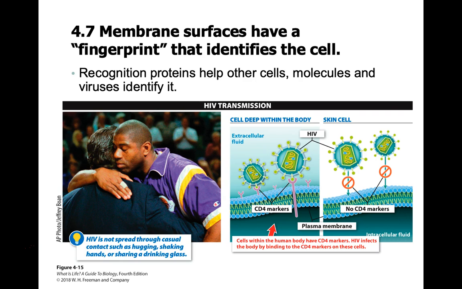But it can also be a problem. All of our cells are identified with markers that are specific to us. So suppose you receive a liver transplant. Even if the donor is a close relative, the molecular fingerprint on their cells is going to be different than your own. So your body can attempt to fight that new organ because it identifies it as a foreign object.